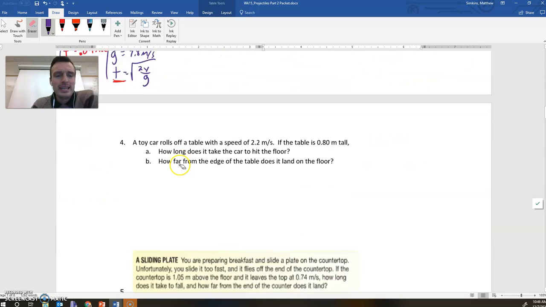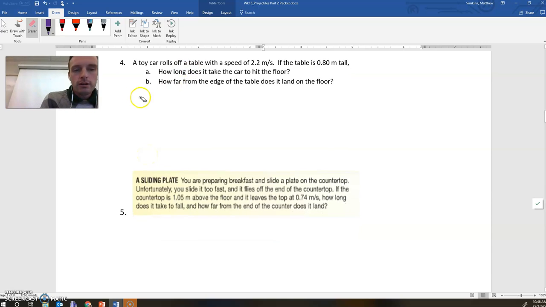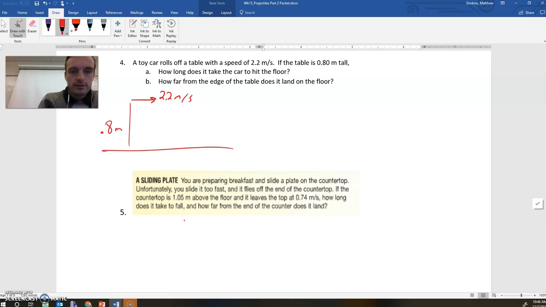Now we have a couple minutes left. Let's see if we can get one more in here. Yeah, we'll do this one here. All right. A toy car rolls off the table. I'll draw it up here for you. It rolls off the table with a speed of 2.2 meters per second. All right, if the table is 0.8 meters tall, how long does it take the car to hit the floor, and how far from the edge of the table does it land? All right, so we drew our picture, underlined our knowns, and made our XYT table.